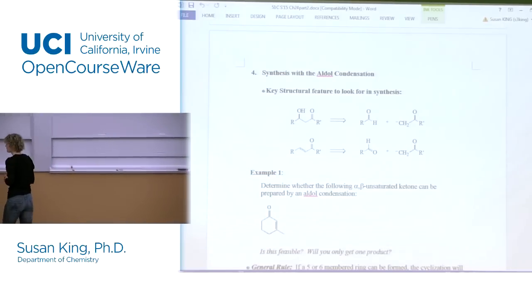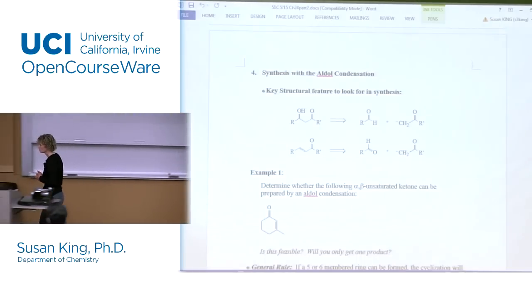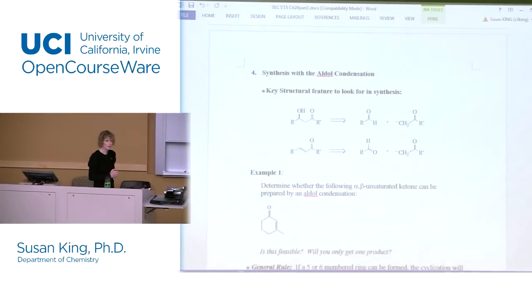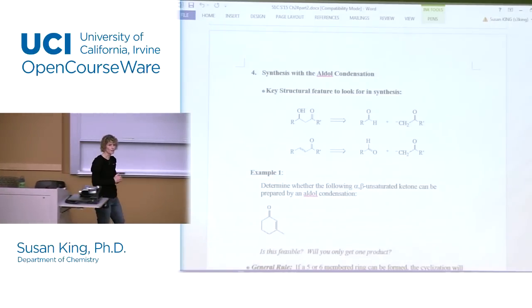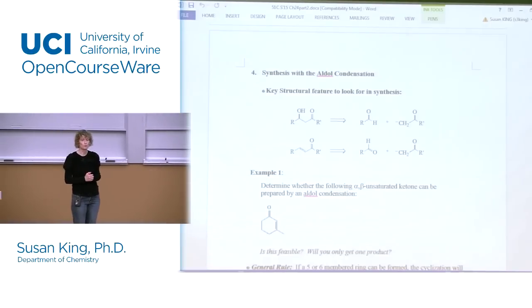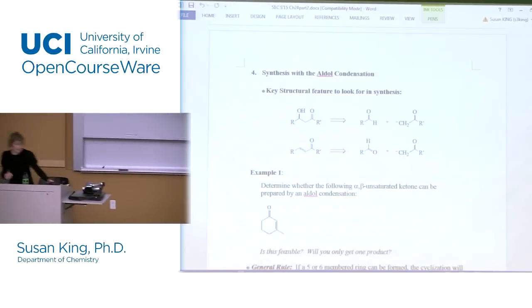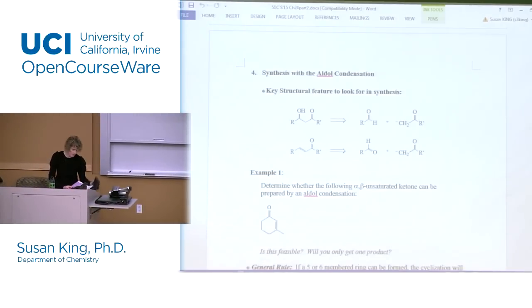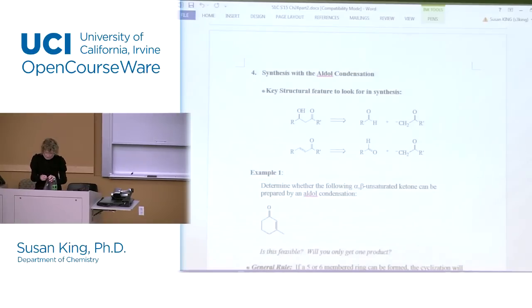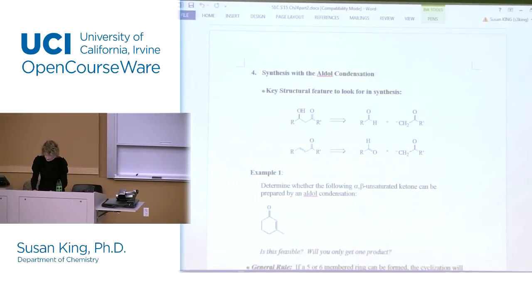And now we're going to talk about synthesis with aldol. So if I give you a compound or you recognize a structural feature, how do you take that apart to see how you would make it using an aldol condensation? So we're going to do a little bit of a retrosynthesis. But first of all, I want to make sure that you have on your radar the two structural features which would suggest an aldol condensation in order to synthesize those.